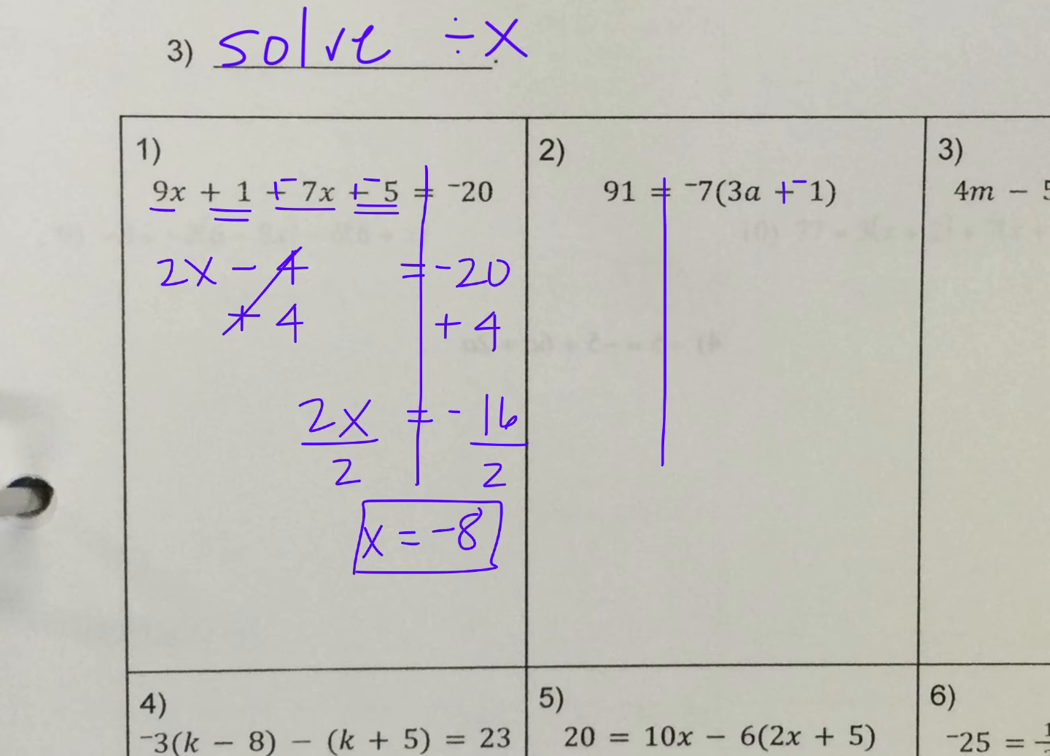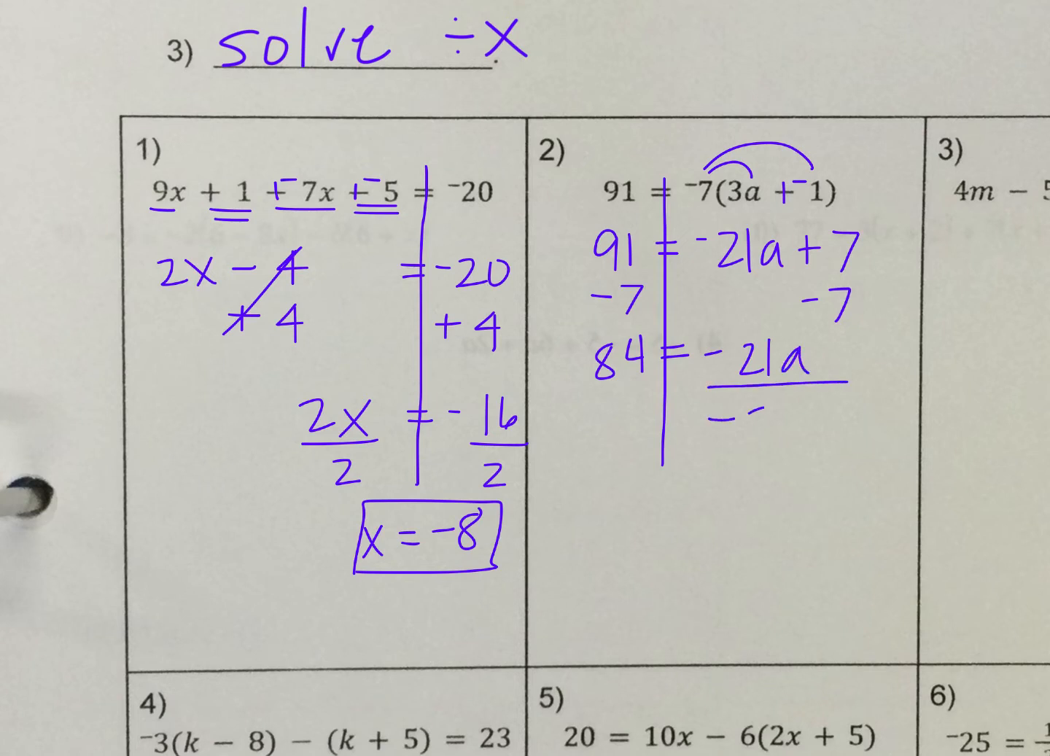So number 2, I have to distribute first. So I'm going to bring my 91 down. Negative 7 times 3a is negative 21a. Plus negative 7 times negative 1 is a positive 7. Now I need to start moving stuff over. 91 minus 7, that'd be 84, equals negative 21a. And now I divide. Oops, I'm just dividing the 21, not the a. So 84 divided by negative 21, negative 4 equals a.